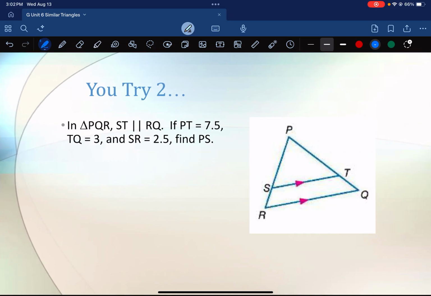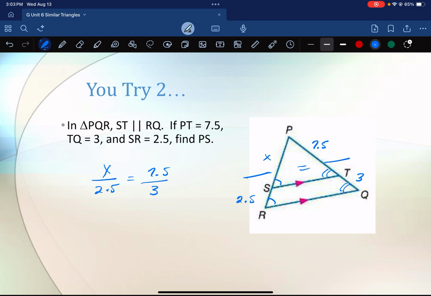Give this one a try. Stop the video and try it and come back. ST is parallel to RQ, so once again we have these corresponding pairs of angles in this drawing. So yes, they're similar triangles. PT is 7.5, so I'm going to start labeling this on the drawing. TQ is 3. SR is 2.5. And they say find PS. Again, this is a perfect proportion. It's staring you in the face: x over 2.5 is equal to 7.5 over 3.